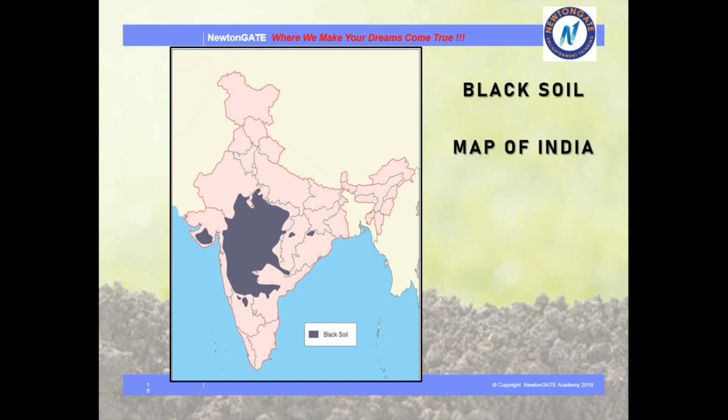So, with the help of a map, we can demarcate the region of the black soil. You can see the major part of Maharashtra, some parts of Gujarat, and mostly parts of Madhya Pradesh have the black soil region. The concentration of black soil is very high. So this is a region where Maharashtra is a major state where black soil is predominant.